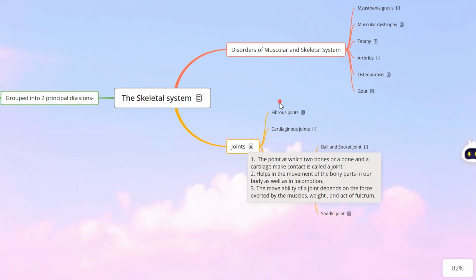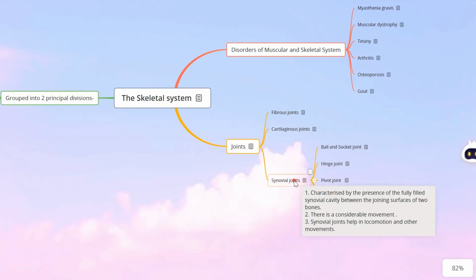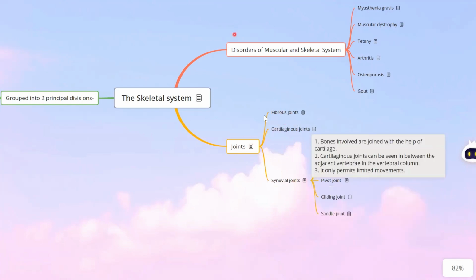Now, joints are of three types. That is the fibrous joints, the cartilaginous joints, and the synovial joints. So these are the three types.